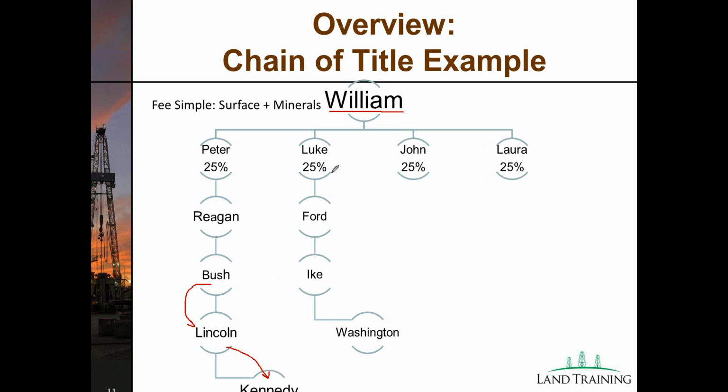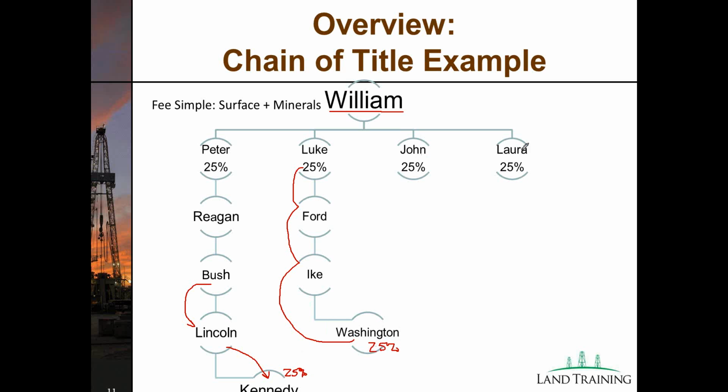But let's say Luke also gets into a jam and he needs to get some money. So he sells his 25% interest to Ford, who sells it to Ike, who sells it to Washington. Now the ownership at this point is going to be Kennedy 25%, surface and minerals, Washington 25%, surface and minerals, John 25%, and Laura 25%.